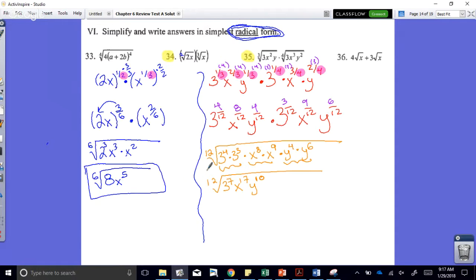So we are looking for groups of 12. There are no groups of 12 in 3 to the 7th. There are no groups of 12 in y to the 10th. However, x to the 17th is x to the 12th with 5 more. One group of 12, and then the x to the 5th is stuck inside. So I have 3 to the 7th, x to the 5th, y to the 10th.